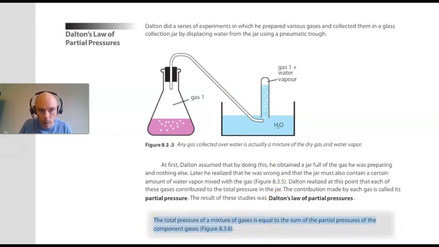And then a reminder once again of Dalton's law of partial pressures, which is that the total pressure of a mixture of gases is equal to the sum of the partial pressures of each of the gases in that mixture. All right, so we're going to solve a problem, and that will wrap up our lecture today.